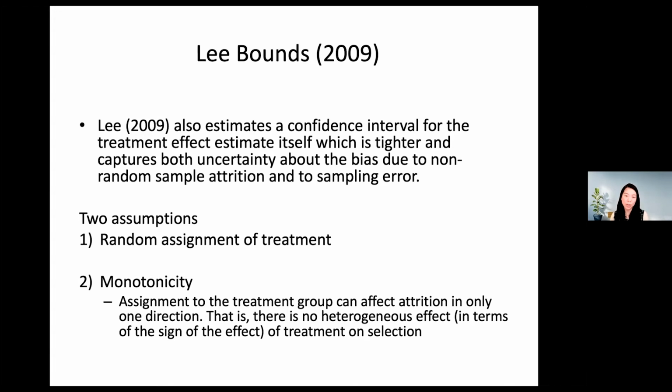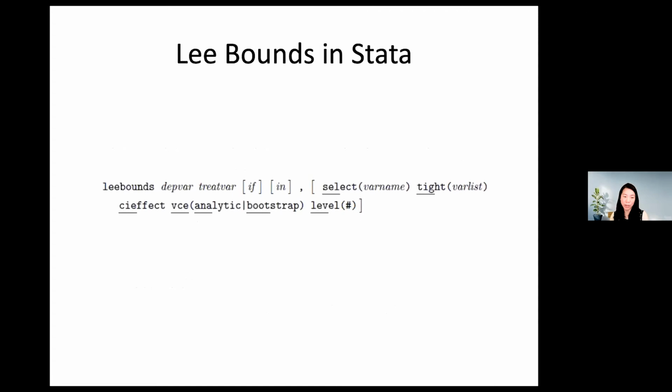So the two assumptions for using this kind of bounds estimation are, one, your assignment is random, and also the attrition only happens in one direction. So then you can run the same kind of regression, right? You measure the impact, but instead of using the regression method, you use Lee bounds as the command in Stata, which is also very straightforward. So Stata actually will do most of the calculation for you.